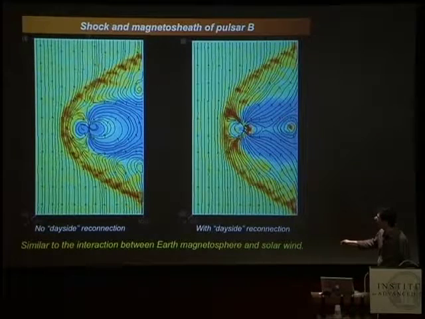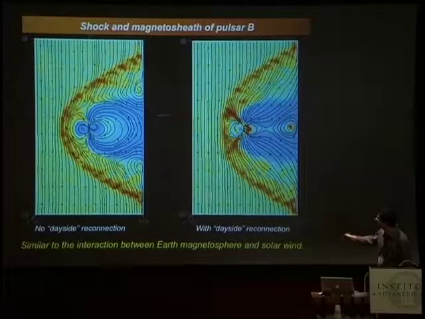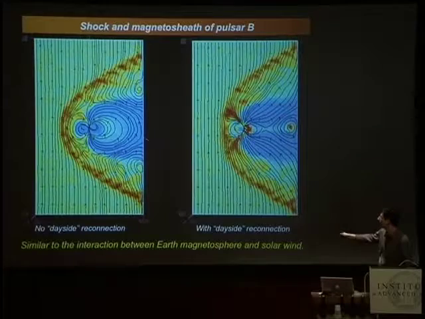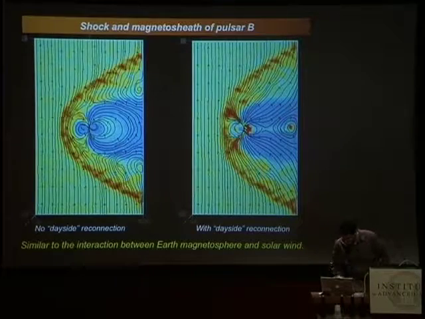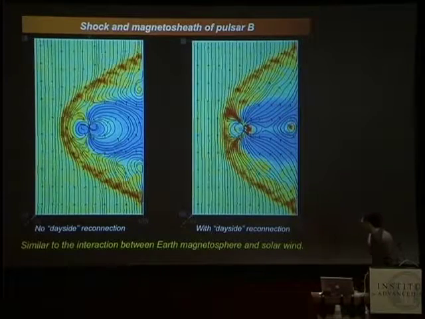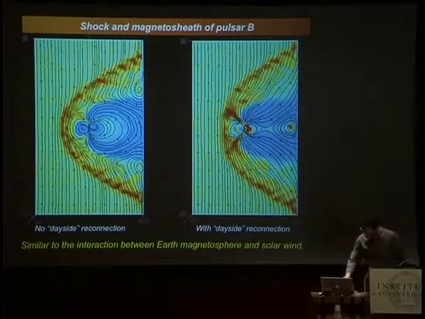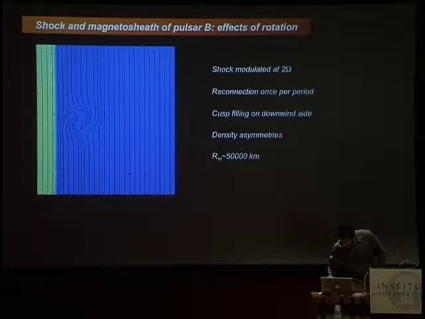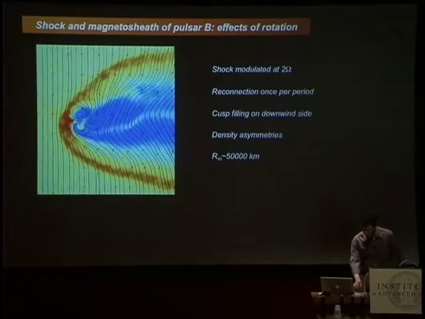There are two types of interactions you can have. One is when the field in the wind is aligned with the field on the side of the magnetosphere, and another when it's not aligned. In this case you can get reconnection, and in this case you don't get reconnection. So it's sort of like the day side and the night side physics of the Earth's magnetosphere. Here is a movie of what it looks like.